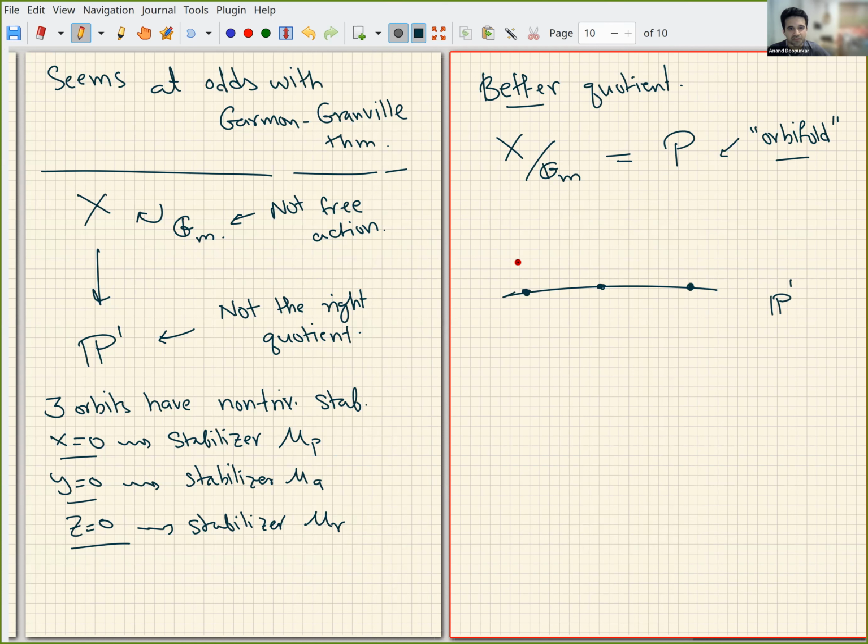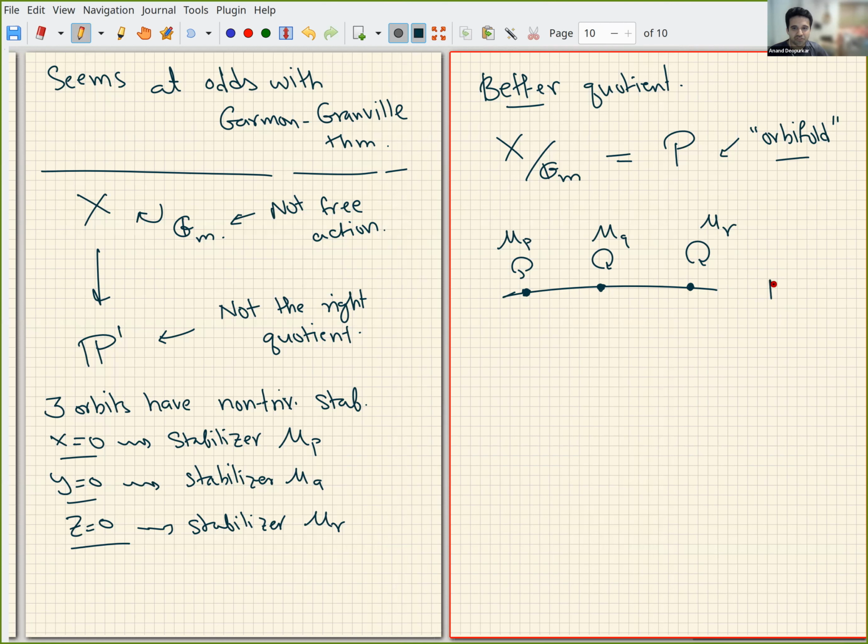So there are 3 points with stabilizers mu_p, mu_q, I've skipped q for some reason always, and mu_r. So that's a more honest representation of what the quotient looks like. It's an orbifold P1 with 3 points with non-trivial stabilizers. The rest of the points have trivial stabilizers. So that's the quotient. That's P.